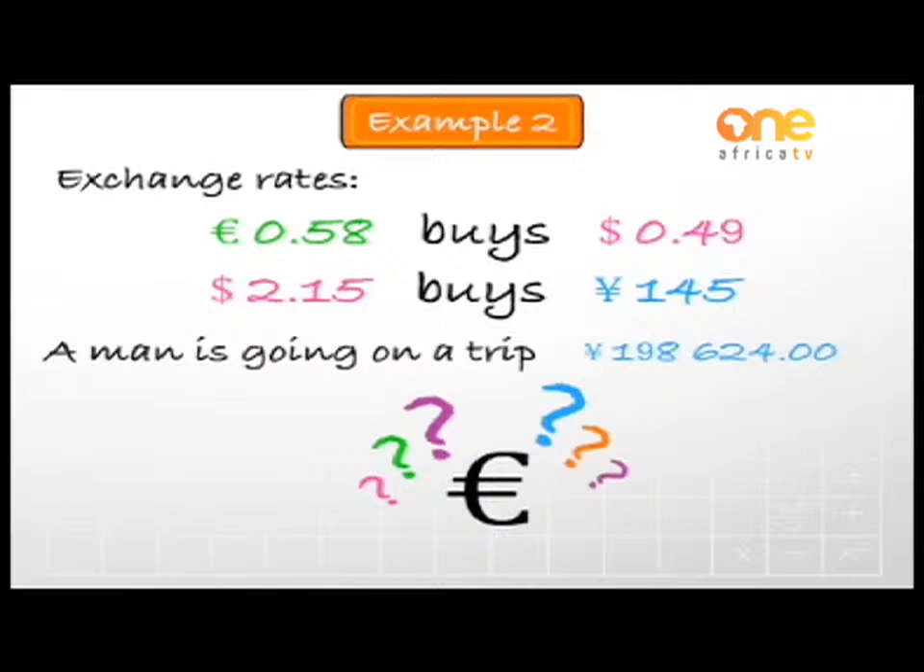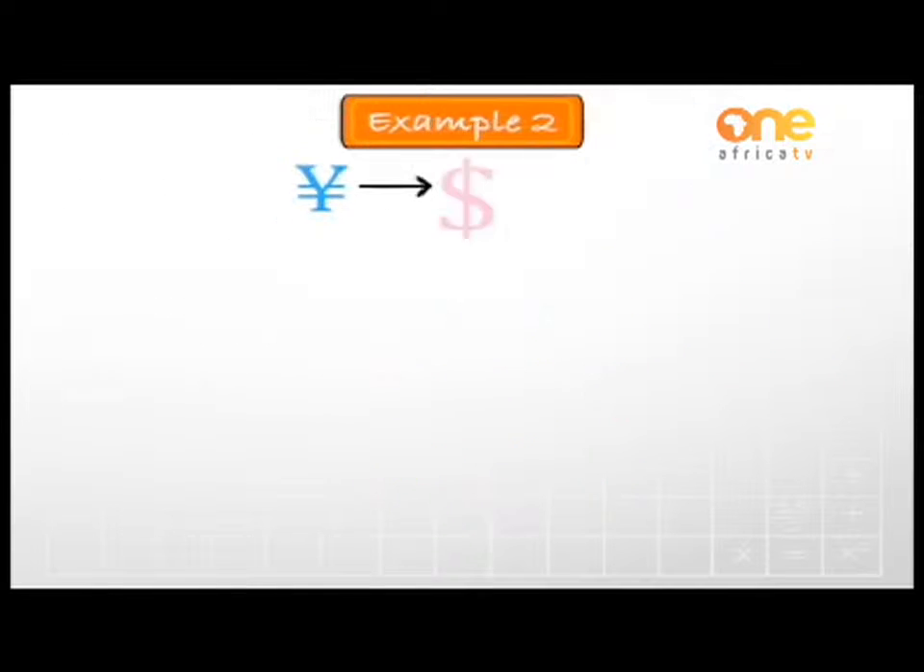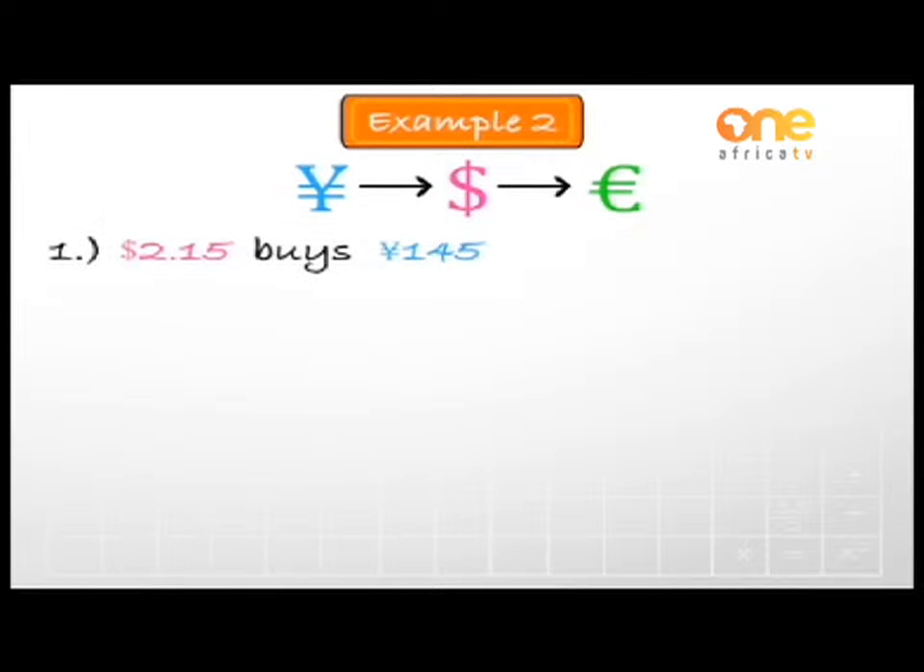This is the process that we would need to follow. We need to take our yen amount and convert it to dollars. We then have to take our dollar amount and convert it to euros because of the way that the exchange rates have been expressed to us. So, let's look at the yen to dollar conversion. Firstly, we know that $2.15 buys 145 yen. That means 2.15 is to 145.